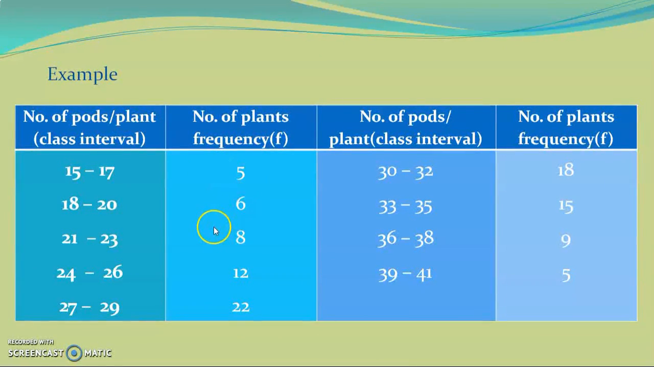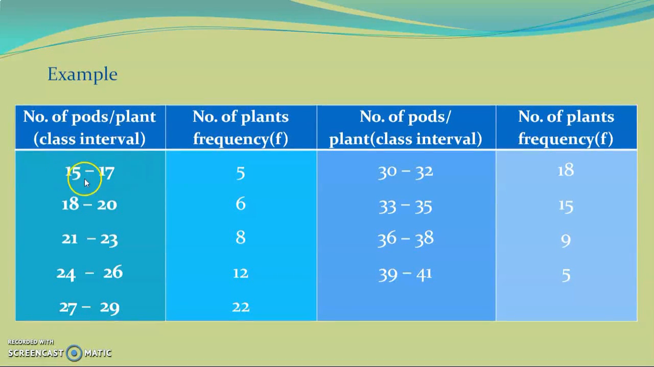Here you can see the frequency distribution of a particular data in a table. The number of pods per plant means the seed covering per plant. 15 to 17 pods are seen in 5 plants, but 18 to 20 pods are seen in 6 plants. 21 to 23 pods are seen in 8 plants.